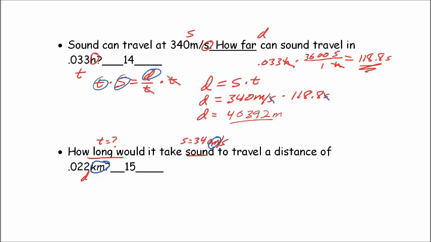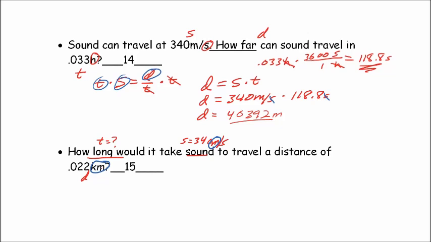And how do we make them match? Probably the easiest thing to do would be to change the 0.022 kilometers to meters using dimensional analysis. Now we could change the 340 meters per second into kilometers per second, or even kilometers per hour. We could actually do that, but we don't have to. What we need to do here is the easiest way possible. We're going to change 0.022 kilometers into meters.